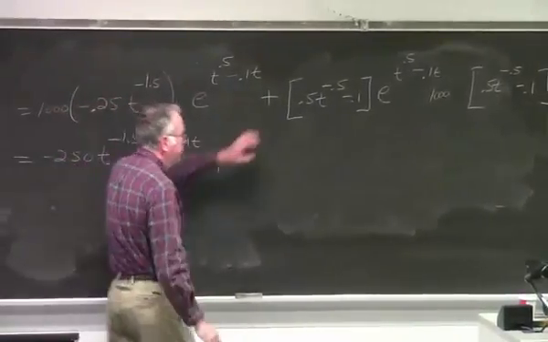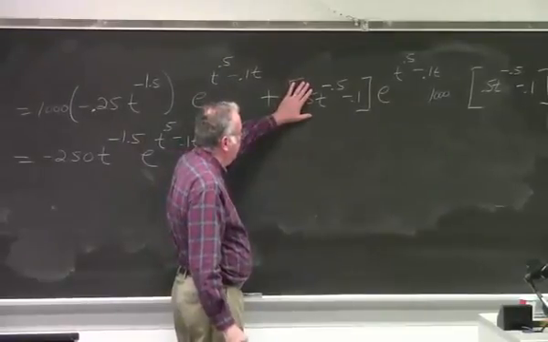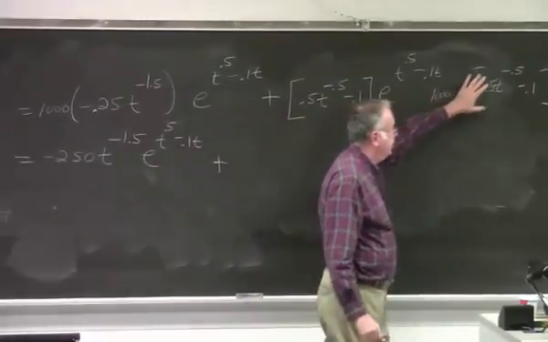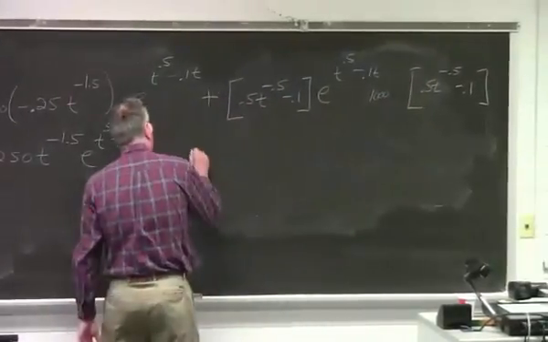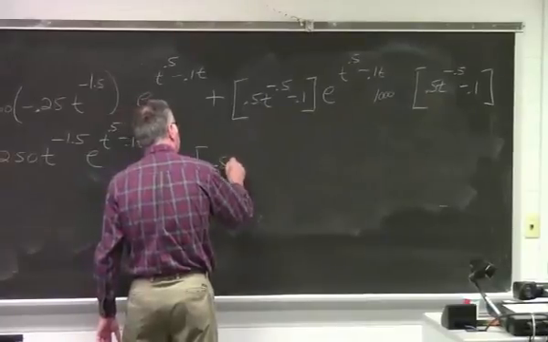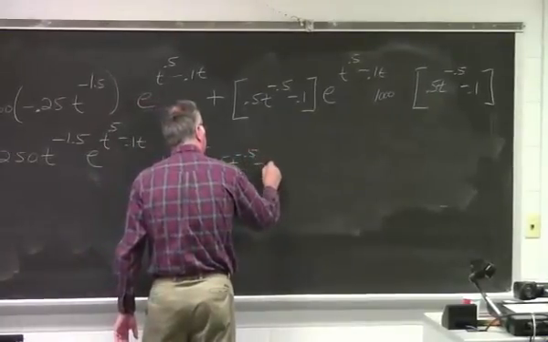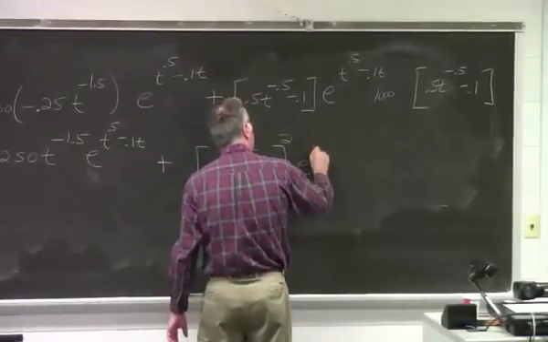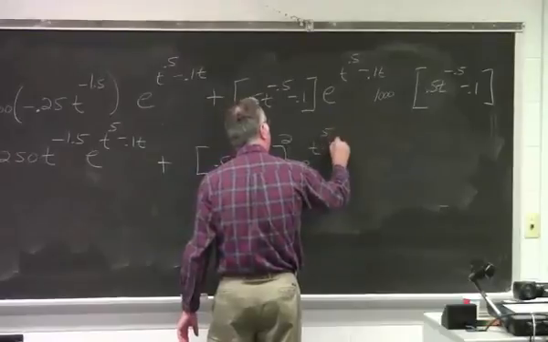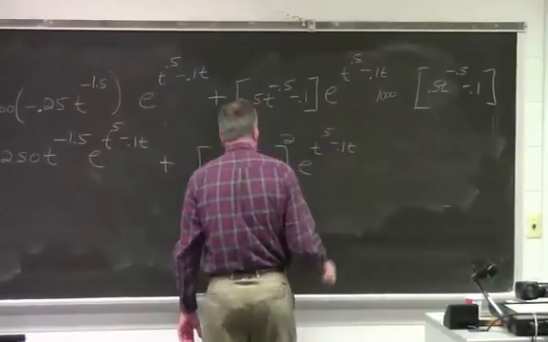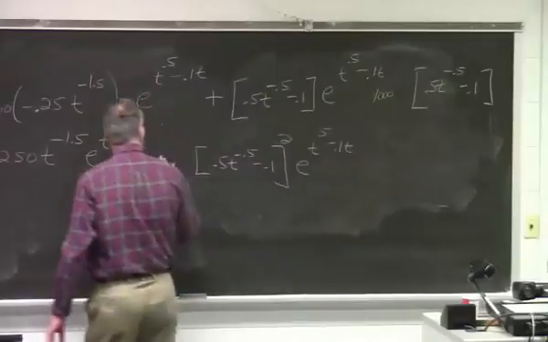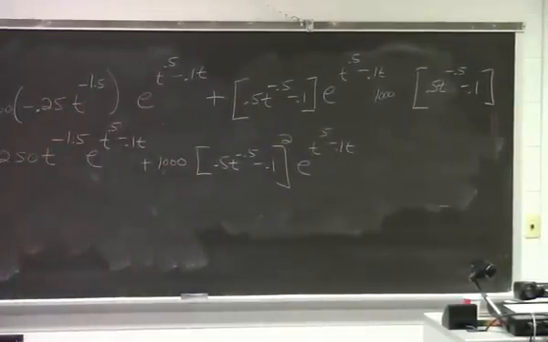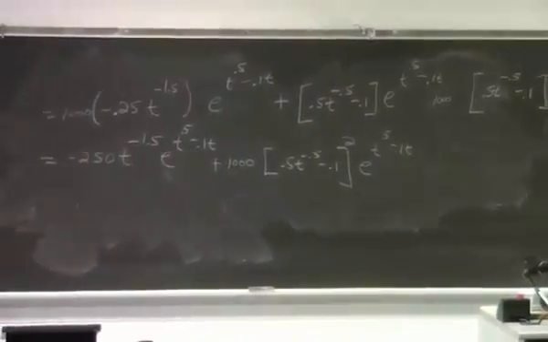Plus, notice you got this term here, 0.5 t to the minus 0.5 minus 0.1, times this, so that's squared. So you write this as 0.5 t to the minus 0.5 minus 0.1 quantity squared times e to the t to the 0.5 minus 0.1 t, all times 1,000. Let me put the 1,000 first. Now we would like to show that this is negative.